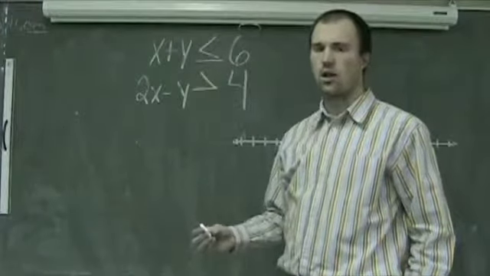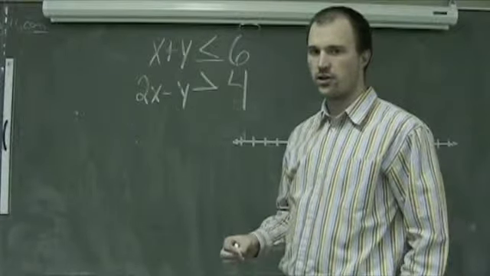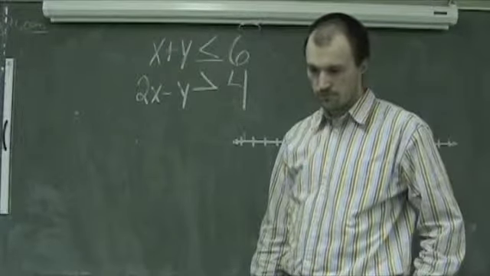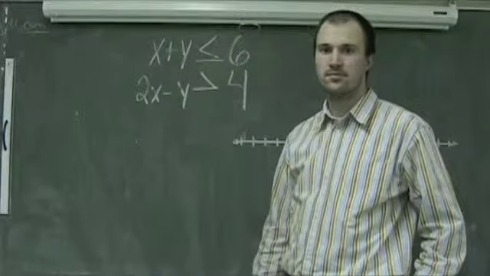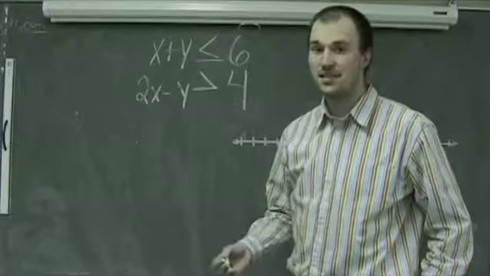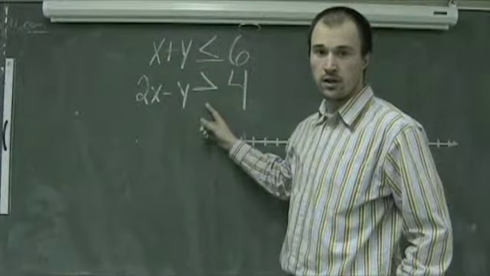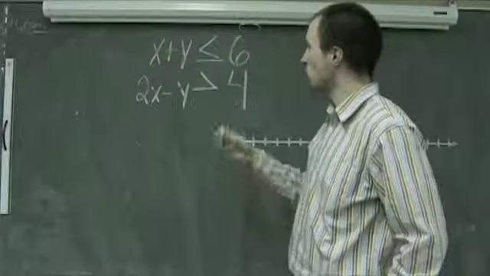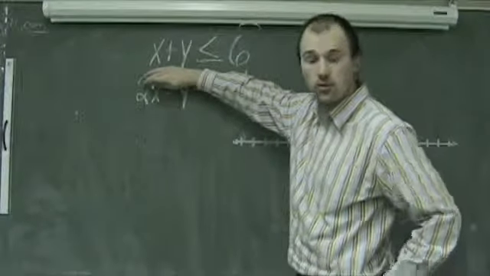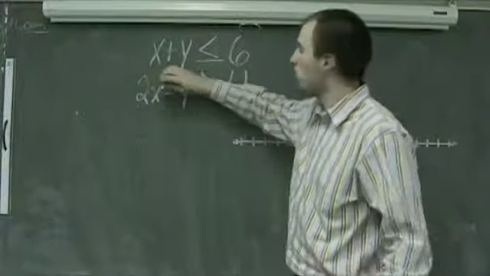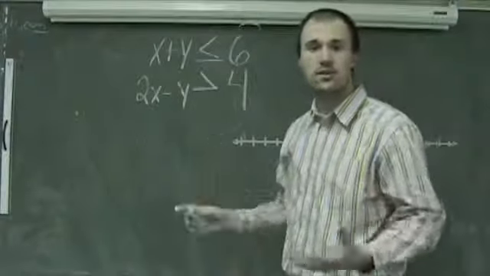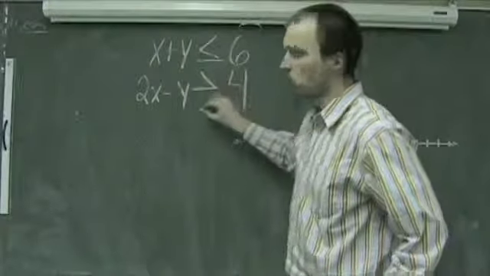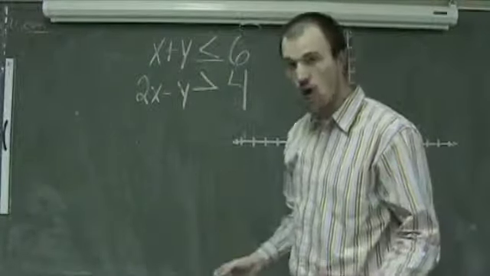When it comes to systems of linear inequalities, we're going to treat them as we did at the end of chapter 2 when we were graphing regular two-variable inequalities. Only this time we're going to be graphing both lines and doing the process for both situations. So first, I'm going to rewrite each inequality as an equality.